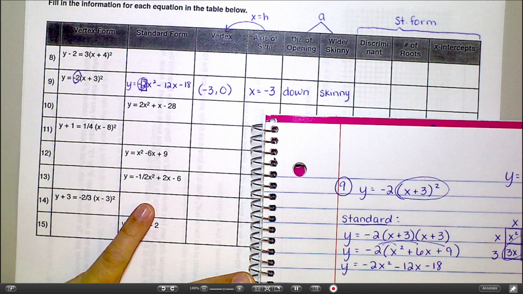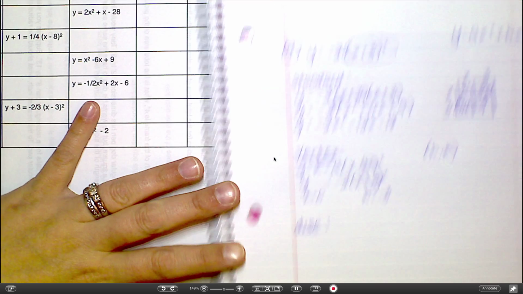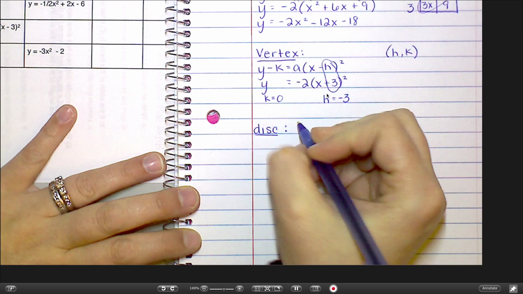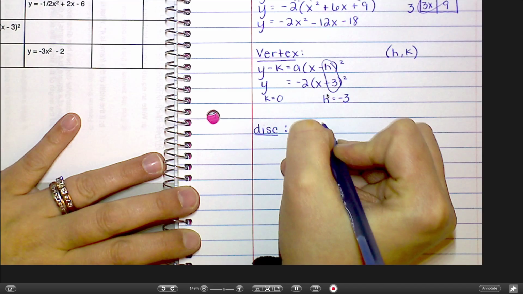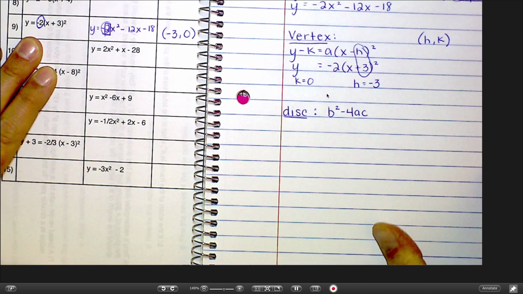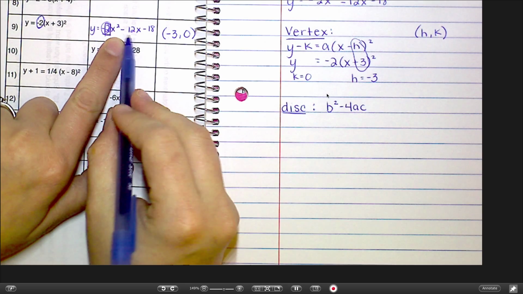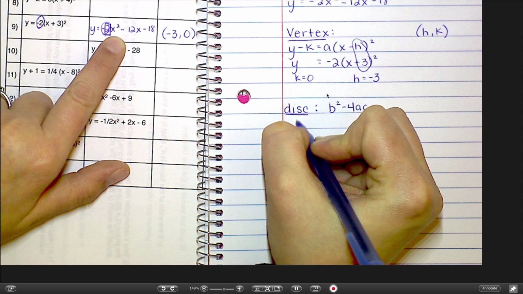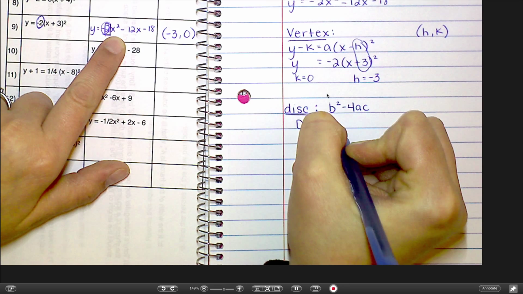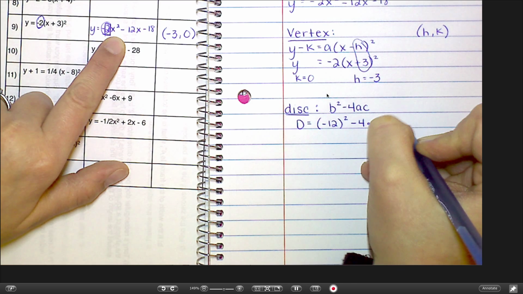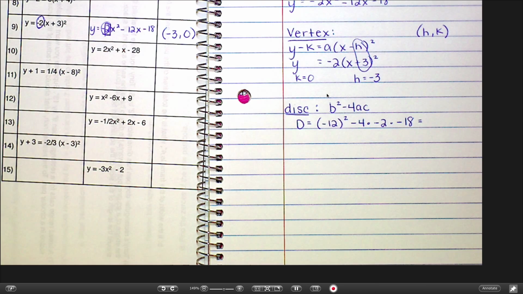So to do the discriminant, how do I calculate the discriminant? It's just b squared minus 4ac. That's your discriminant. When I'm looking at this equation, my b value is -12, and since I'm squaring it, what do I have to remember to do? So my discriminant would be -12 squared minus 4 times my a value, which is -2, times my c value, which is -18. Someone help me with that.